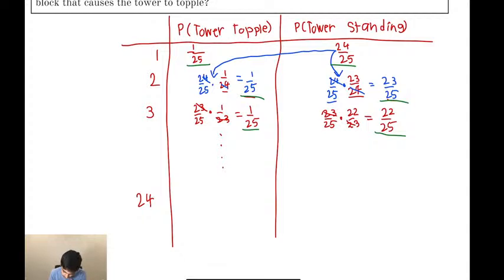Okay, so 24, just like earlier, the probability that the 23rd block won't topple is 2 over 25. So it's just going to be 1 over 25 again by the same pattern. And the probability the 24th block will remain standing is 1 over 25 again, because each time it reduces by 1. For the first block remaining standing, there's a 24 over 25 chance. For the second block, there's a 23 over 25 chance. And each time it reduces by 1. So once we get to 24, we'll have reduced it 23 times to get 1 over 25.